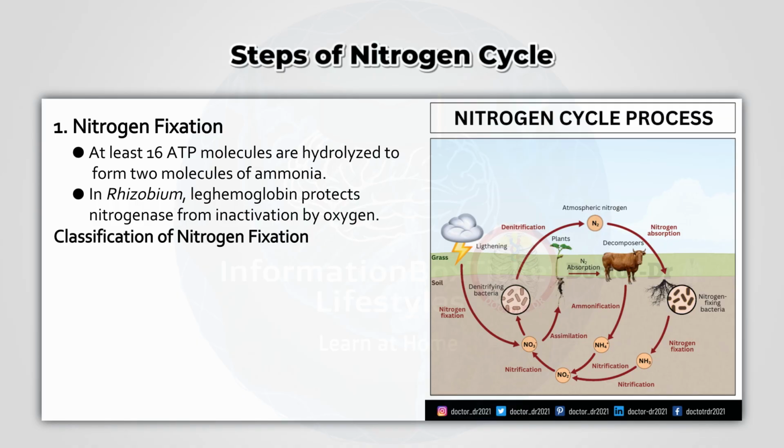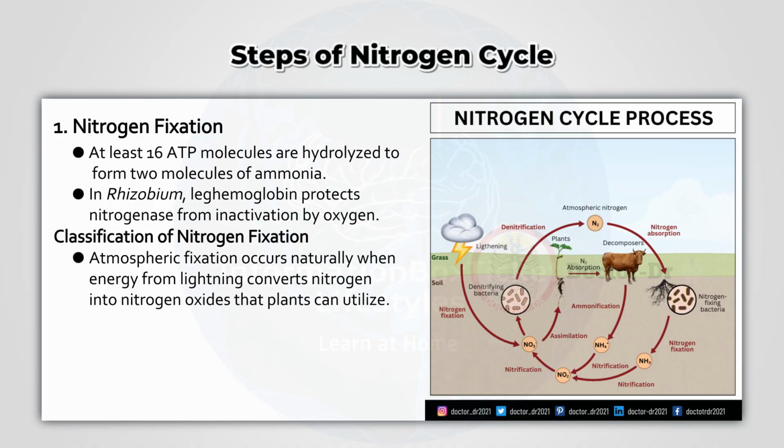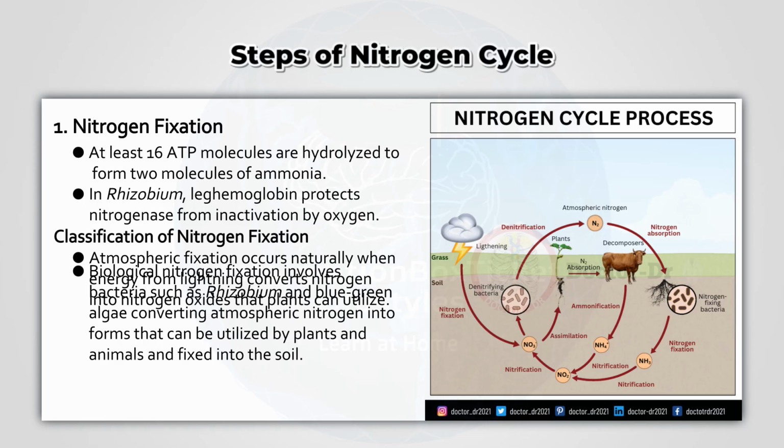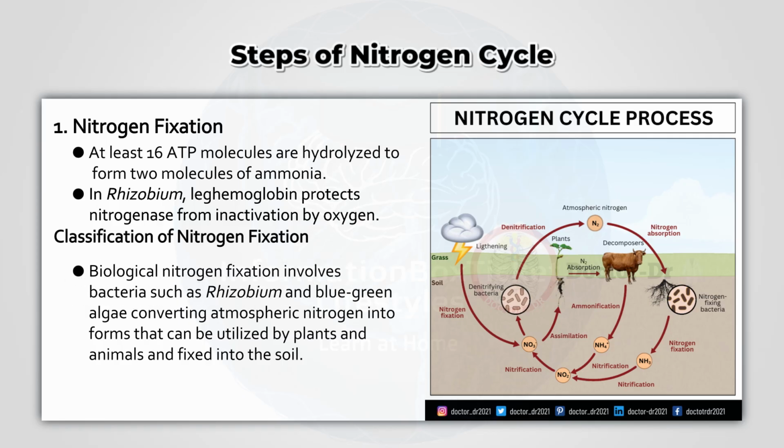Classification of nitrogen fixation. Atmospheric fixation occurs naturally when energy from lightning converts nitrogen into nitrogen oxides that plants can utilize. Industrial nitrogen fixation is a human-driven process in which nitrogen and hydrogen react to form ammonia, which is later converted into fertilizers such as urea. Biological nitrogen fixation involves bacteria such as Rhizobium and blue-green algae, converting atmospheric nitrogen into forms that can be utilized by plants and animals and fixed into the soil.